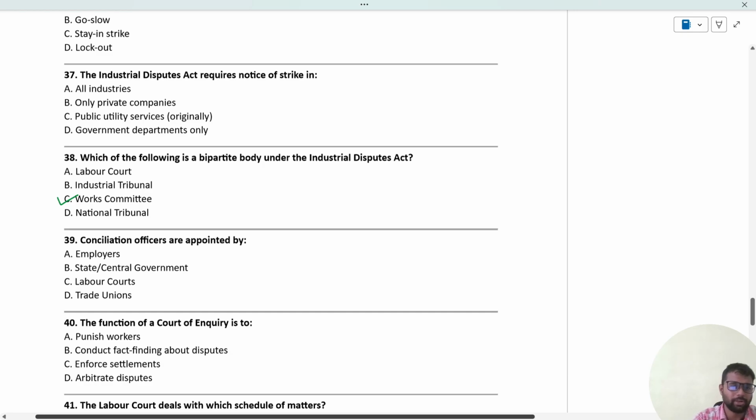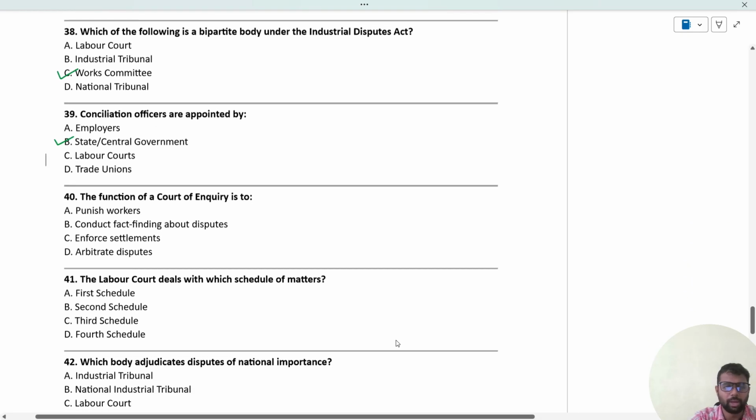Conciliation officers are appointed by. Who appoints the conciliation officer? It is appointed by the central government or state government, depending upon under which government the respective trade union is registered. Either it is registered under the state or the central government. Accordingly, the conciliation officer will be appointed.